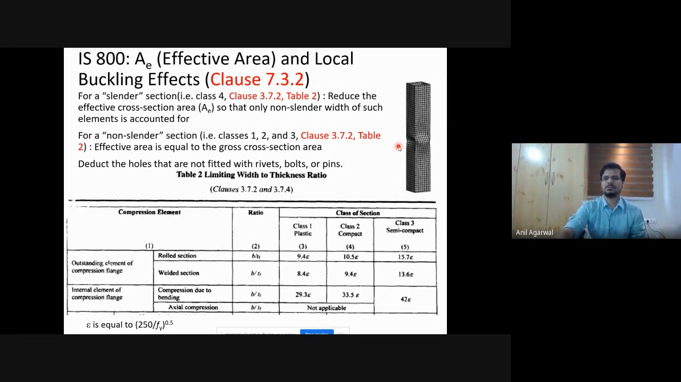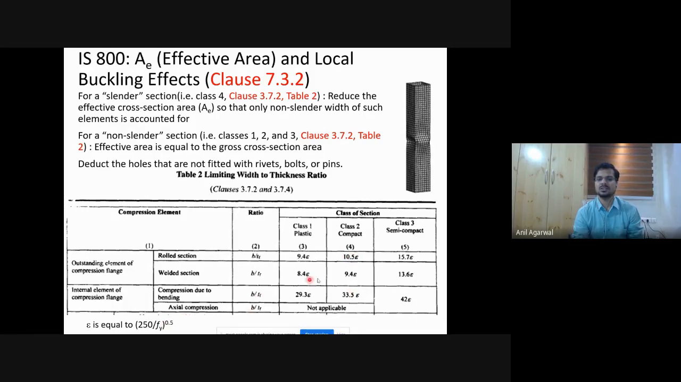So as far as compression members are concerned, we only need to worry about the semi-compact condition. And there is this factor epsilon, right, which is equal to square root of 250 by Fy. What it basically means is that for a steel that has a yield stress of 250, your epsilon value will be equal to 1. Correct? So then you don't have to make any changes.